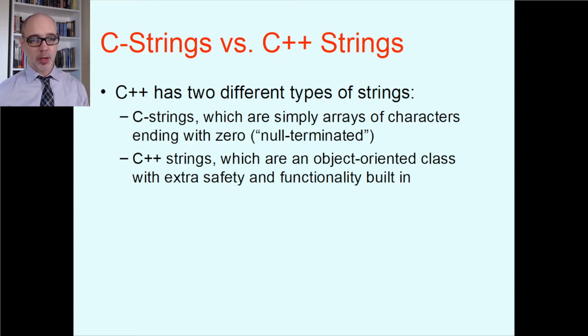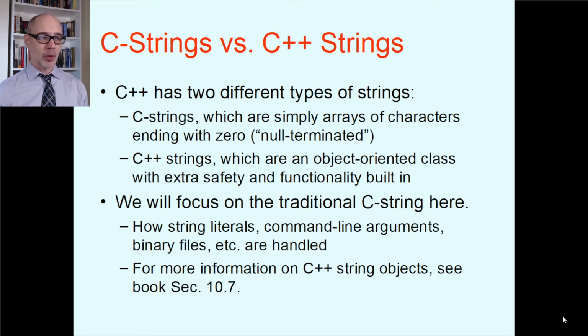On the other hand, you've got C++ string objects, which are an object-oriented class, and we'll talk more about what that means later, with extra safety and extra functionality automatically built in. And you really ought to know about both of these things. Now, in this video and the next, we're mostly going to focus on the traditional C string here.